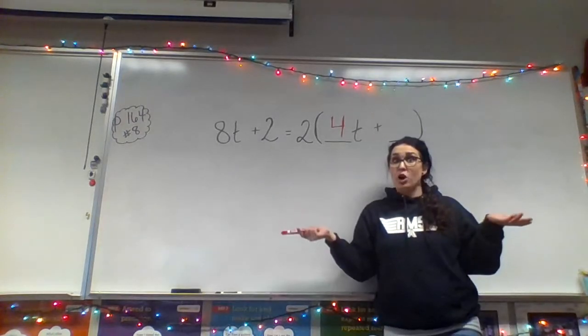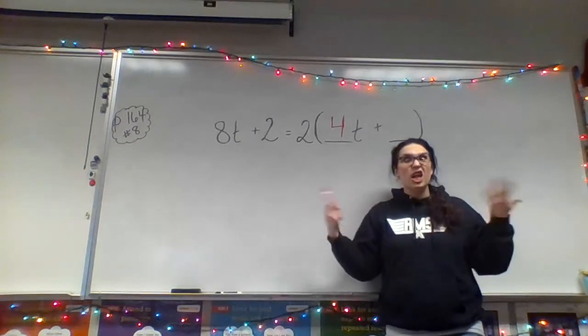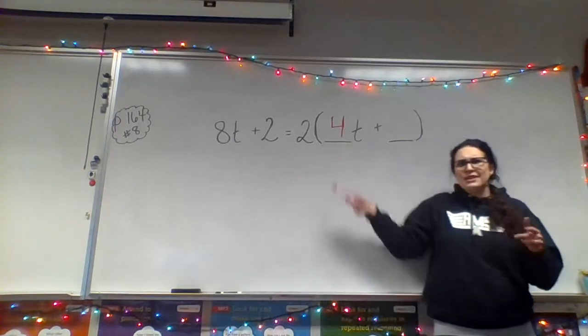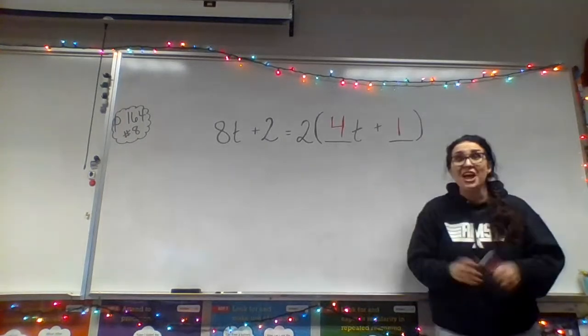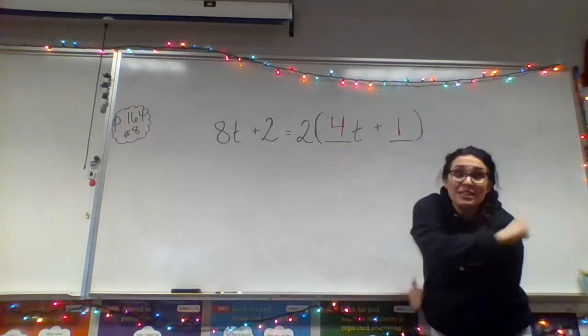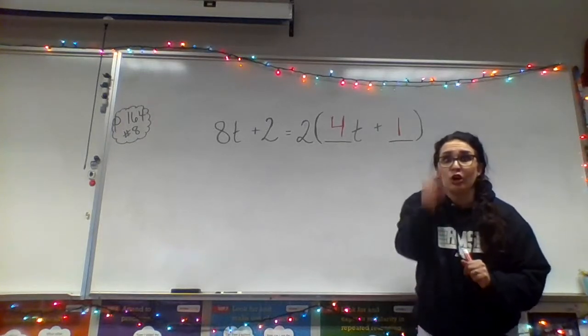Well, I don't know about you, but I'm pretty sure that when you multiply a number by 1, you're going to get itself, right? So 2 times what would give me 2? Oh, that's right, 1. So congratulations, my friends. You just completed your first equivalent algebraic expression. Way to go for you.